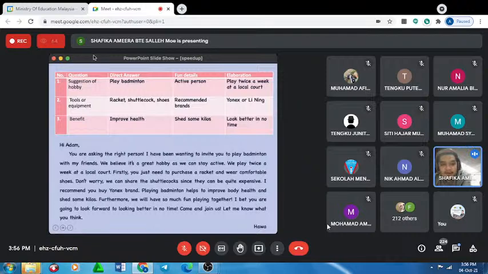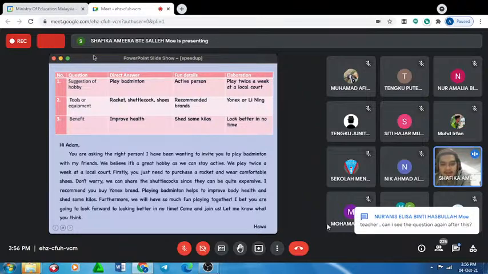Firstly, you just need to purchase a racket and wear comfortable shoes. Don't worry, we can share the shuttlecocks since they can be quite expensive.